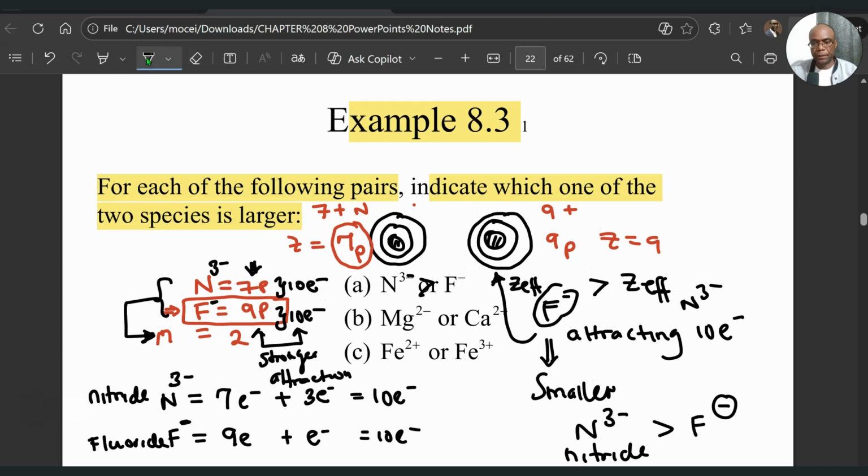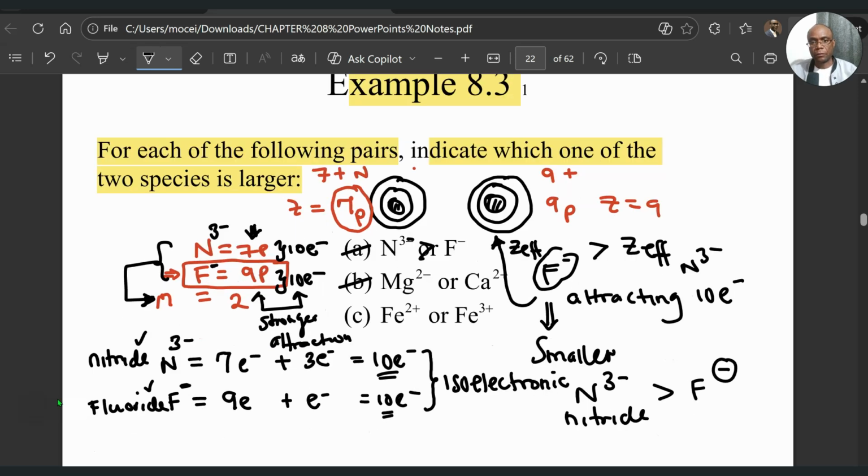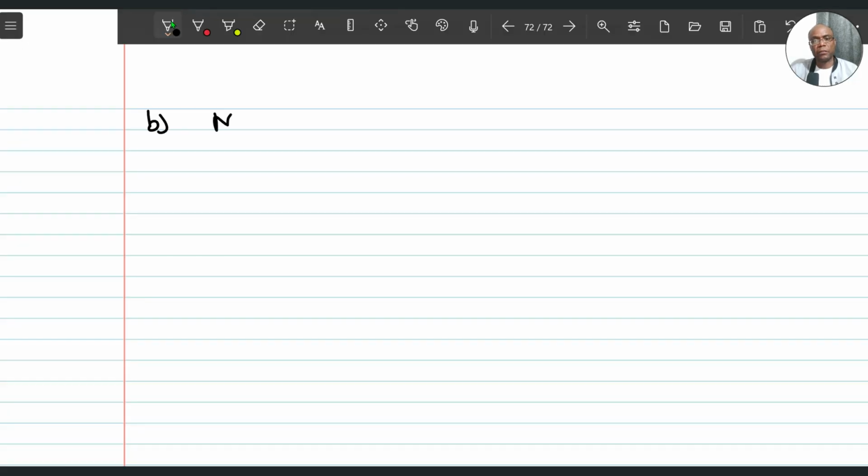Just to remind you, species that have the same number of electrons are always called isoelectronic. The nitride and the fluoride are isoelectronic because they both contain 10 electrons. Let's work on part B. For part B, we need to decide between Mg2+ versus Ca2+, which one is larger?